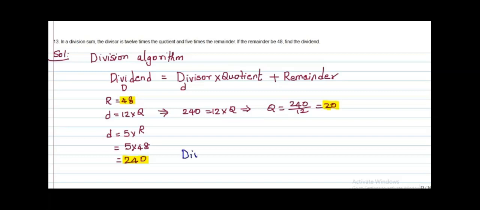Dividend is equal to divisor, which is nothing but 240, into quotient, which is 20, plus remainder, which is 48. 240 into 20 plus 48 is going to be 4,800 plus 48, or dividend is nothing but 4,848. Right? Fine. We move on to the next question.